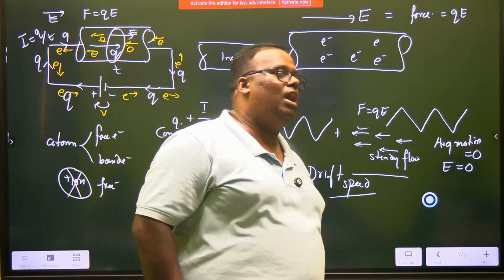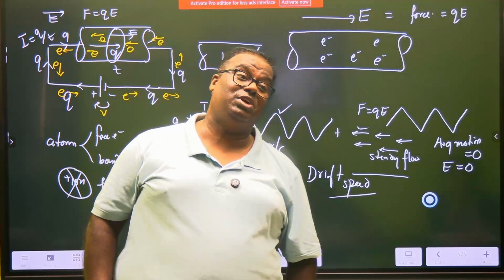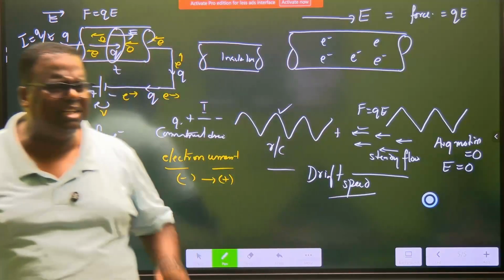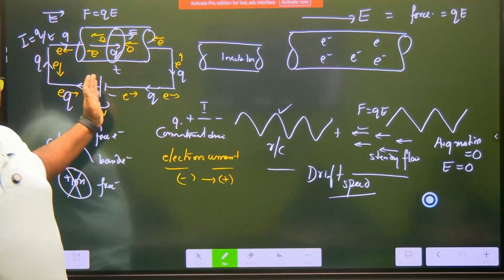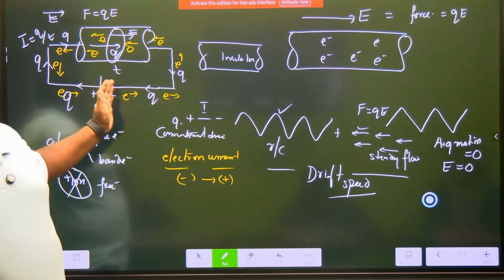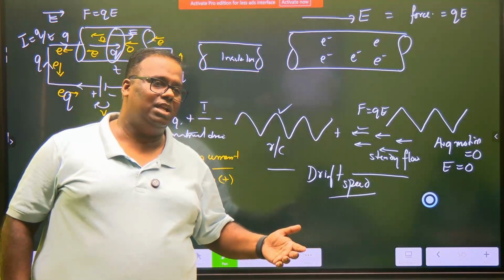So if somebody now asks you, what is the role of the battery? The role of the battery is to create the steady potential difference. A battery does not generate electrons. The number of charge carriers is the same. A battery is an electron pump.